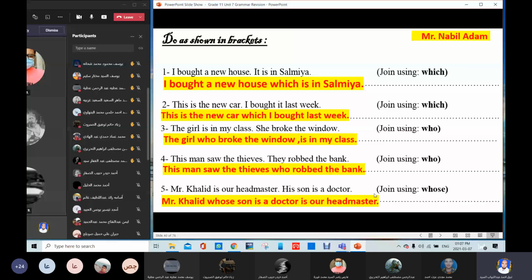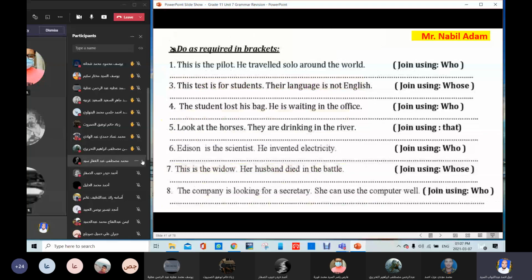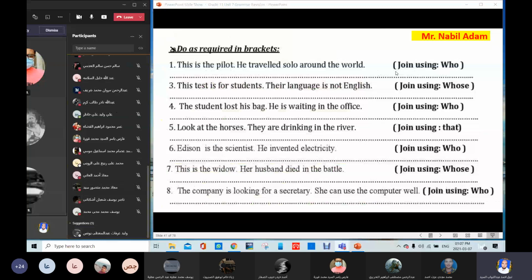Let's see the people who haven't raised their hands and let them participate with me. Okay, Muhammad Muhi, yes. Number one, join using who. This is a pilot. He traveled solo around the world. One minute, Muhammad. Yes, Nasser Yusuf. Hi, teacher. Join using who. This is a pilot. He traveled solo around the world.